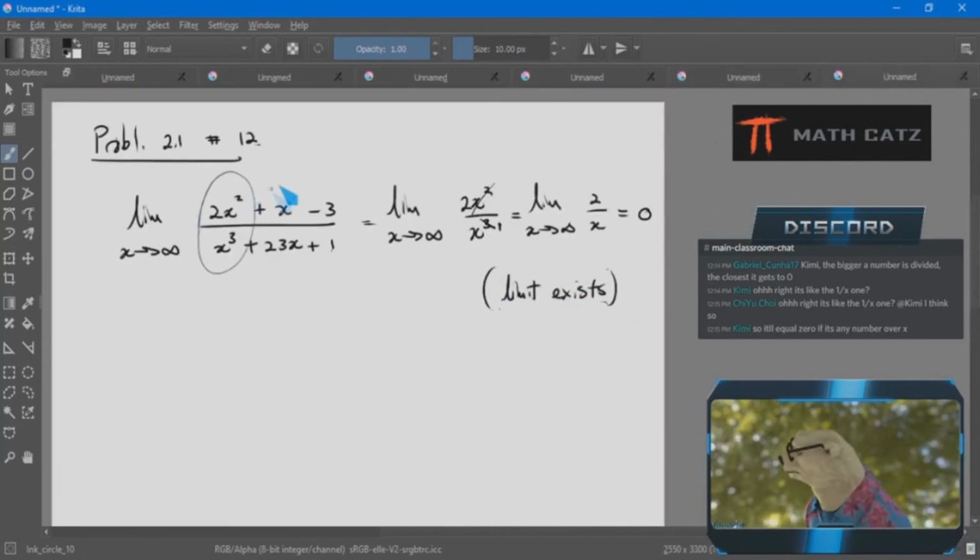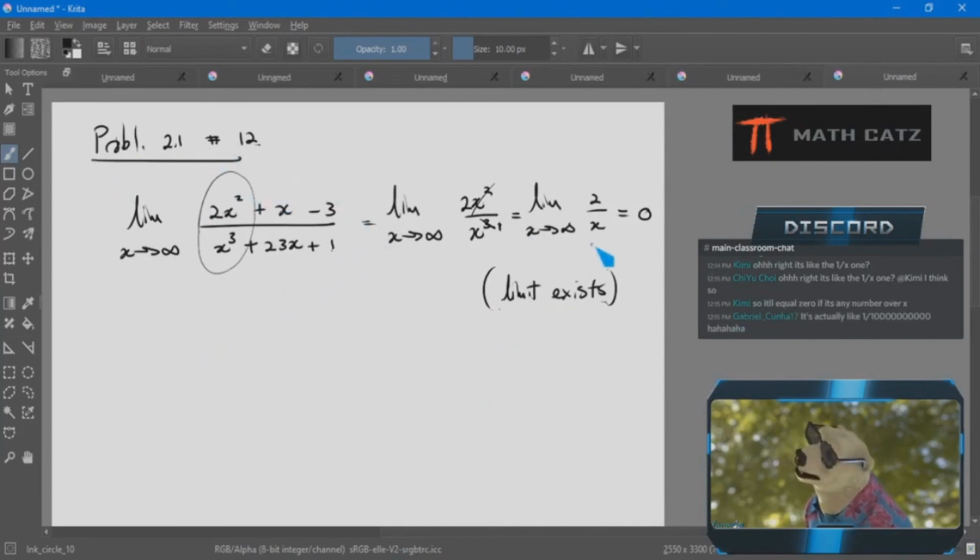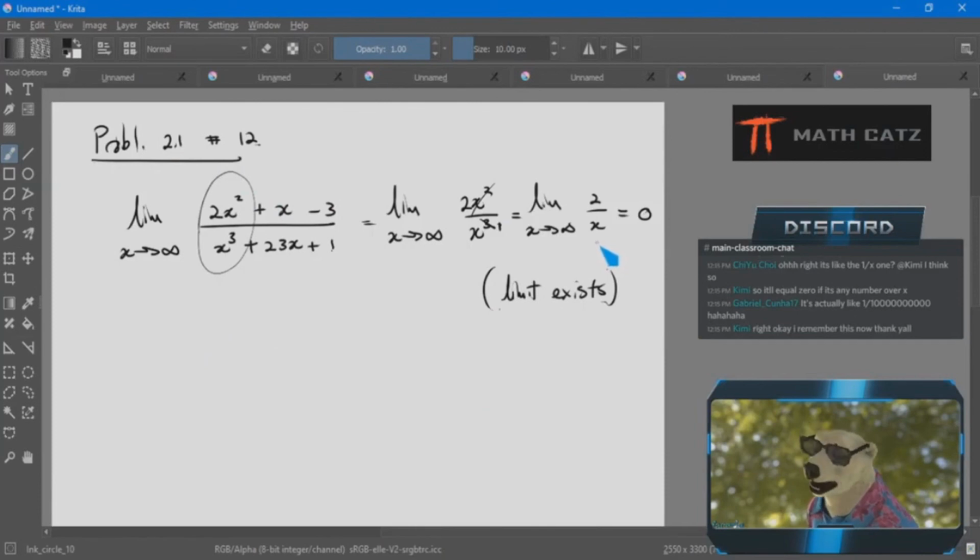So I'm reducing my original question to a question on a function that is a transformation of something I should know extremely well. I don't know what this original function looks like. No idea. But I know what 2 over x does. I know everything about 2 over x.